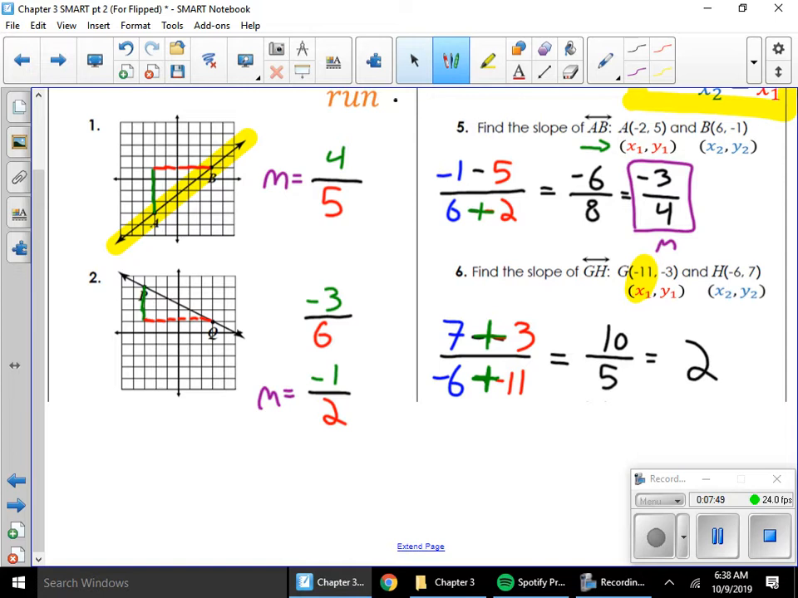So hopefully slope formula is coming back to you here. These are our positive and negative examples. They are the most common ones. I'm going to go ahead and put 0 and undefined slope in their own separate video. So I'll see you soon.